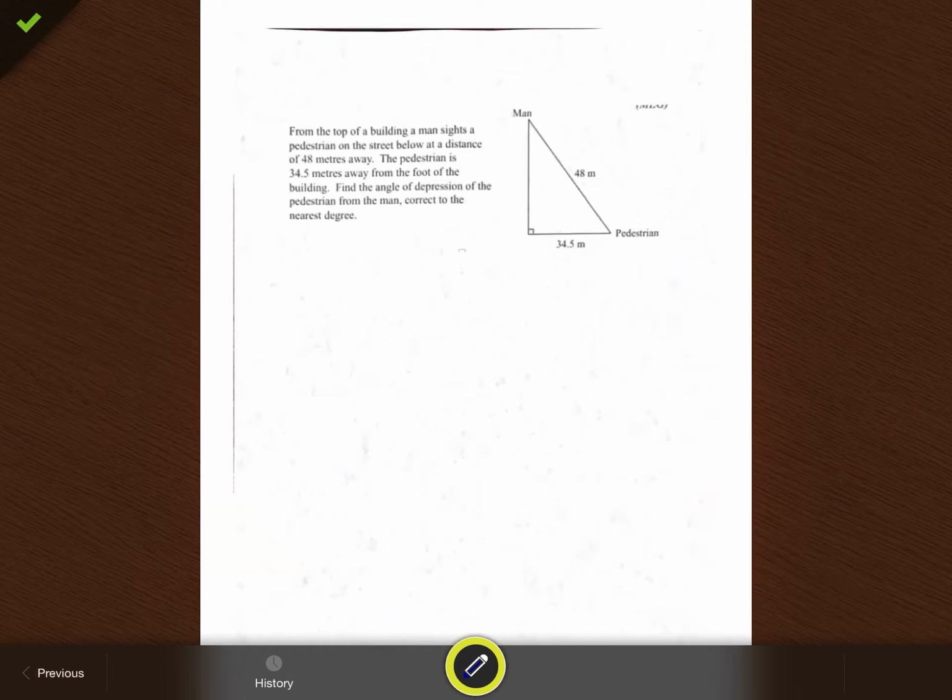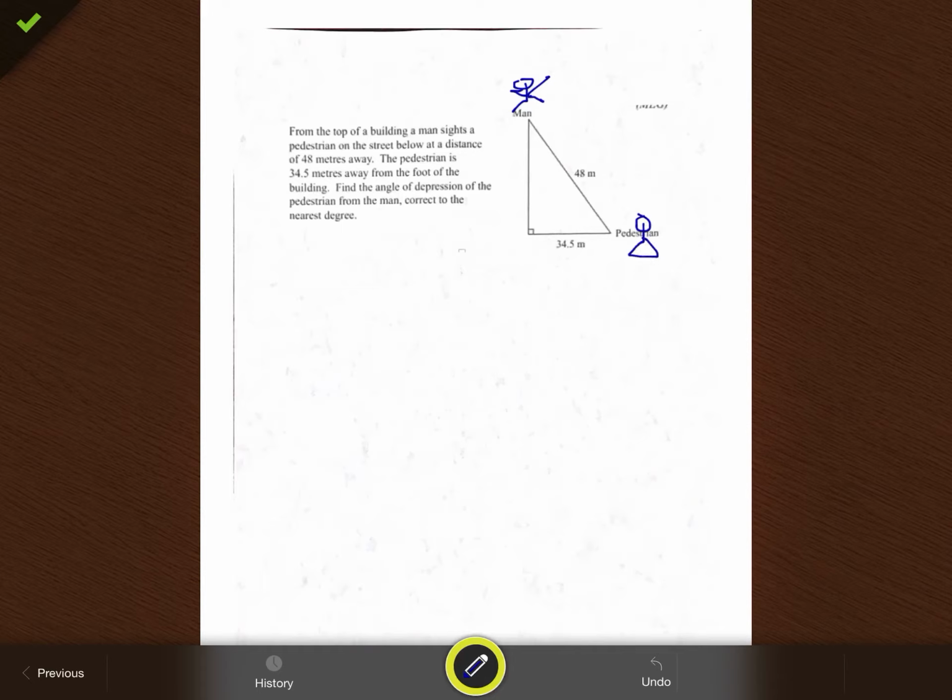Last example. You know they're going to come with a real world example, so here it is. So, from the top of a building, a man sights a pedestrian. Okay, make sure you know what a pedestrian is. It's someone who's walking on the street. On the street below at a distance of 48 meters away. Okay, so here's your man. He's up here. Draw a little stick person.